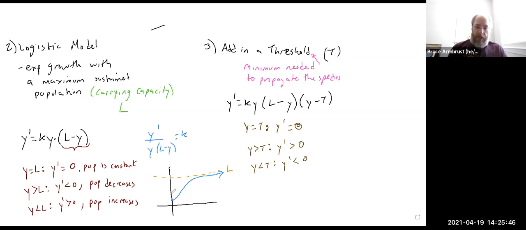So what would change on this graph is now there's going to be a T value, so that if you ever get below T, it drops out. If you're above T, it's going to grow kind of exponentially, logistically, towards your limiting value. If you're greater than L, it's going to drop back down. Right? But now, one more bit of complication. Turns out that this thing is still separable. You could rewrite it as y prime over y times L minus y times y minus T equals k.